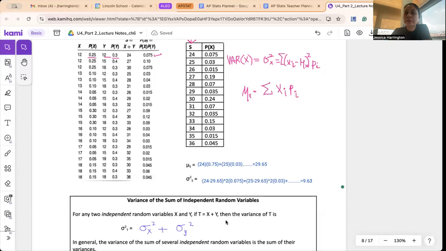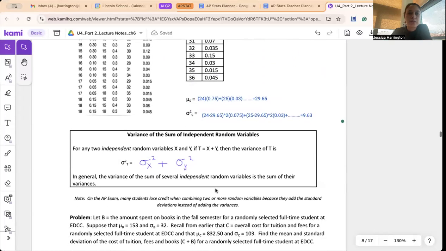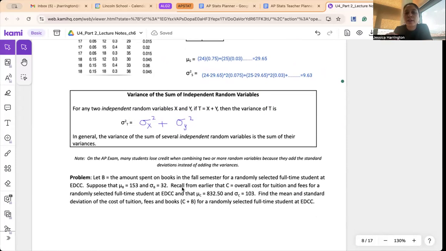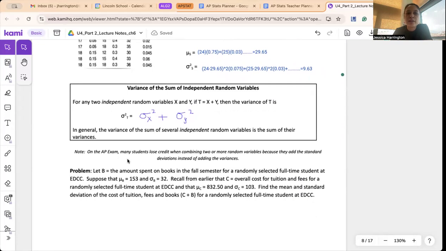Okay. So I filled this in for you for any two independent random variables, X and Y. If the total is X plus Y, you can find the variance by summing the two standard deviations after you square them, right? So sigma x squared plus sigma y squared. So in general, the variance of the sum of several independent random variables is the sum of their variances. Okay, you can't sum the standard deviations, only the variances.